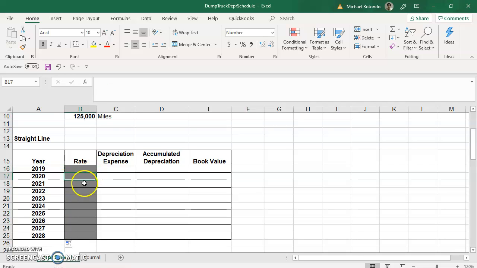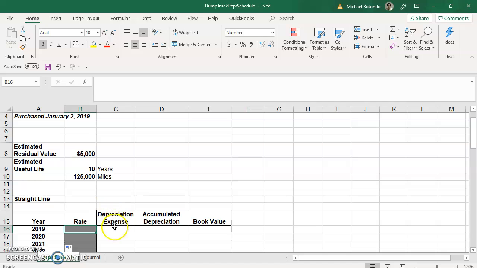We don't really need the rate column on straight line. If you want to use it, you can. It would be 1/10, because what we're basically doing is depreciating 1/10 of it each year. So it's going to be the same every year.